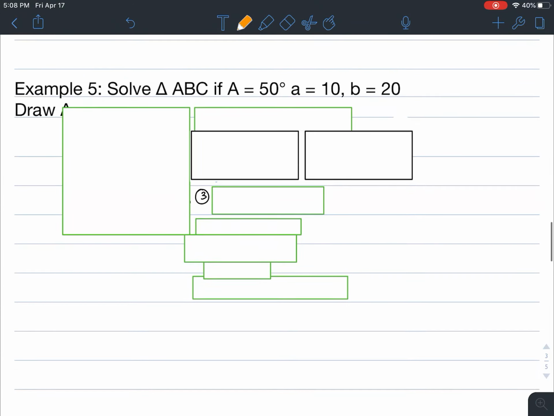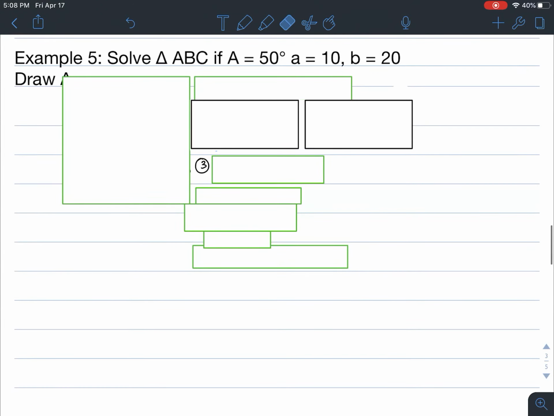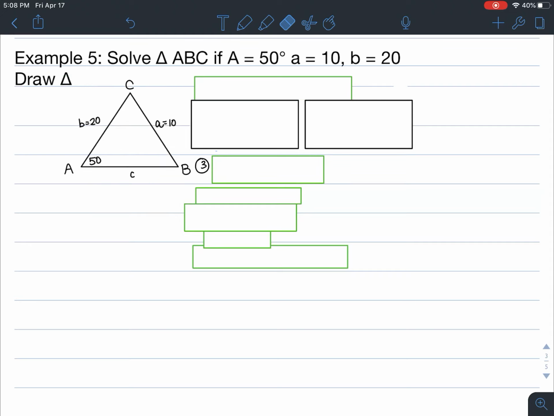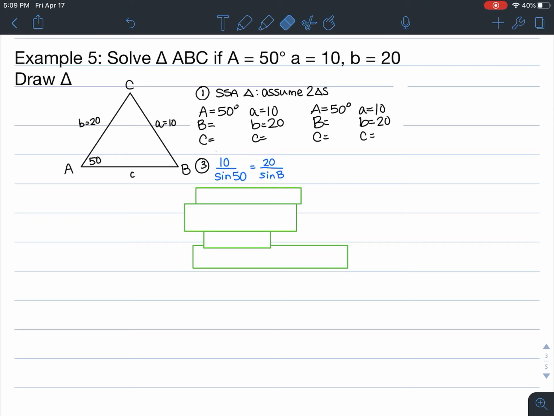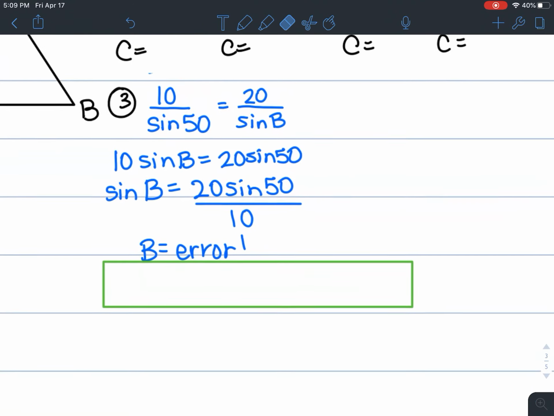Okay, we got two more. No new stuff, just practicing. Okay, got my given. Here's my triangle. Identify. Assume there's two. Set up the law of sines. Cross multiply. Divide. Inverse. Oh, not with this error again. Give me a break, man. Double check. Go back and please make sure you entered it correctly.